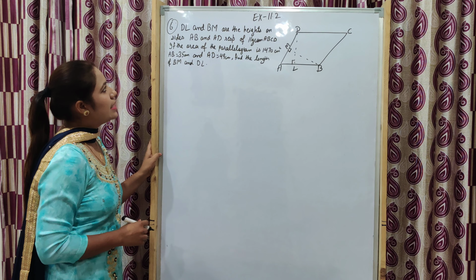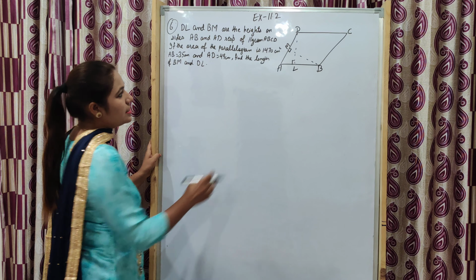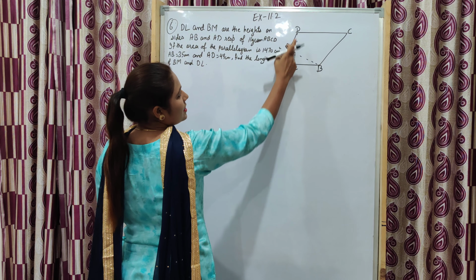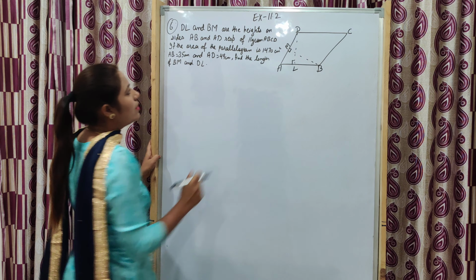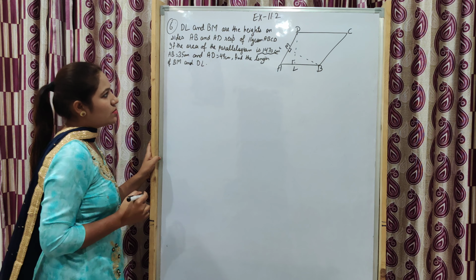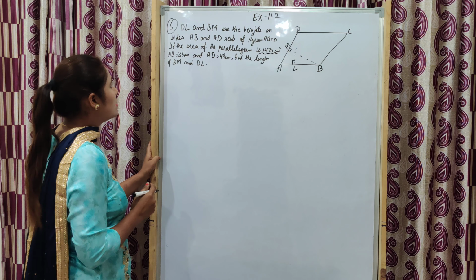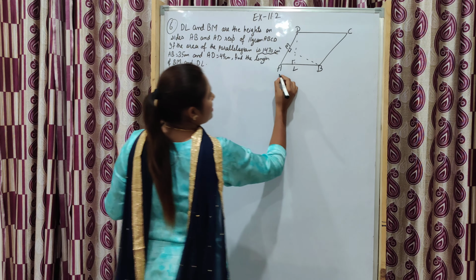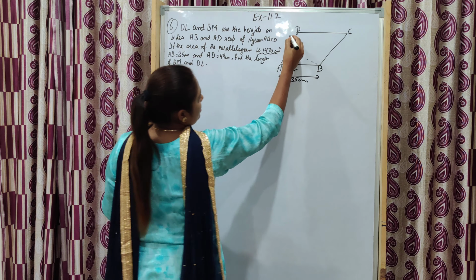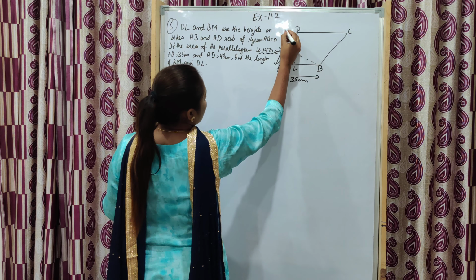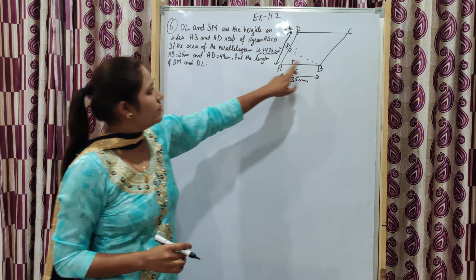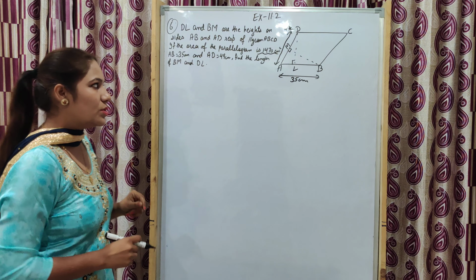See the question. DL and BM are the heights on the sides AB and AD. DL is the height on AB, BM is the height on AD, ABCD is the parallelogram. Now area of parallelogram is given to you, 1470 centimeter square. Then AB is given to you, that is 35 centimeter, and AD is given to you, 49 centimeter. You have to find the length of the BM, the height, and the DL, that is also the height.